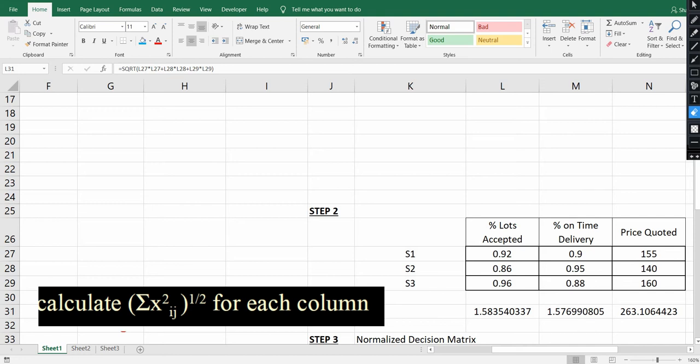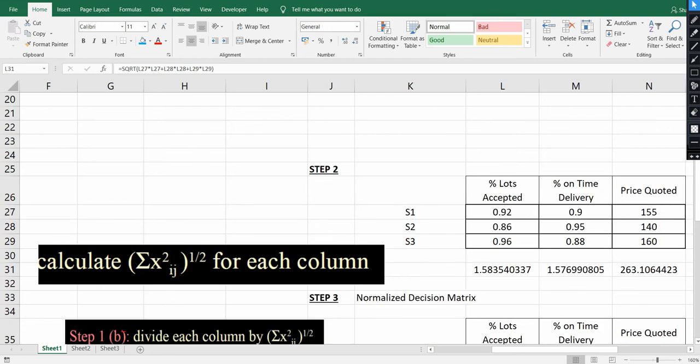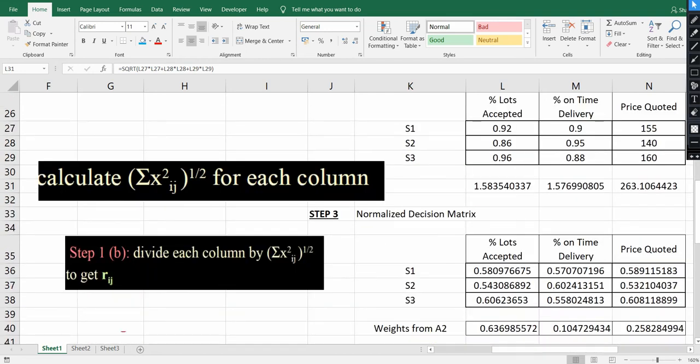Now, next step is to calculate normalized decision matrix. Okay, in this step, you have to divide each cell by this. That is, this 0.92 will be divided by 1.58, and this value will appear over here. Similarly, 0.86 will be divided by 1.58, and this value will appear over here. In this way, you have to calculate all the 9 values, which is your normalized decision matrix.